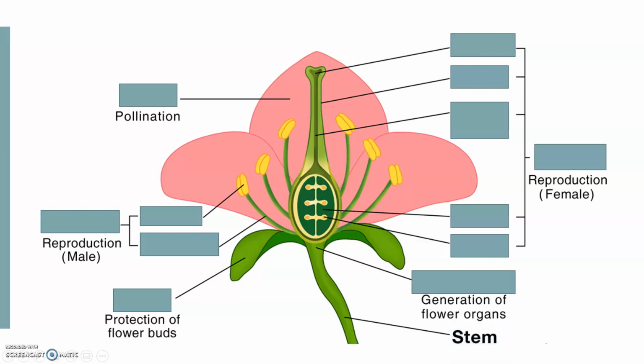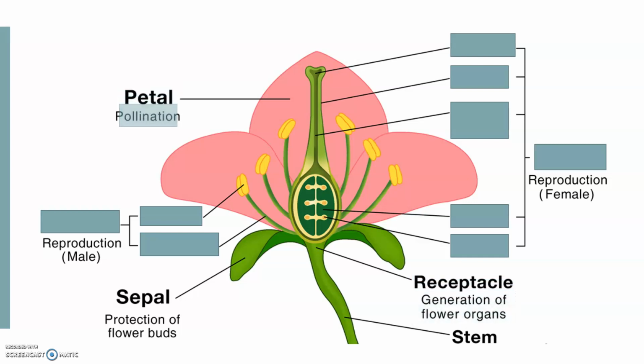The flower is attached to the stem at the pedicel. At the bottom of the flower, you will notice sepals, which are leaf-like structures that protect the flower bud. The receptacle is the bottom of the flower. Petals surround the flower. Together, the petals are known as the corolla. Petals are brightly colored to attract pollinators.